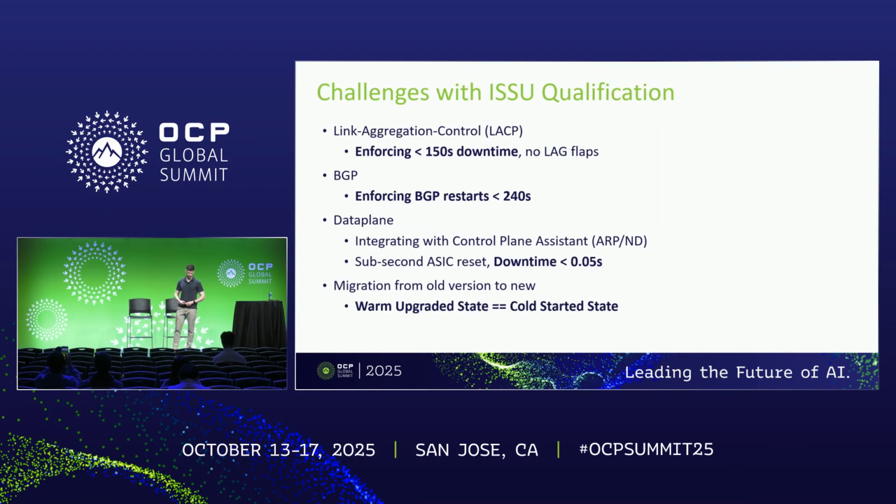Some challenges with ISSU qualification. We need to enforce that the LACP downtime across the warm upgrade is less than 150 seconds. If it exceeds this, we'll see some lag flaps, which will lead to data plane impact. We also need to ensure that the BGP sessions are restored within 240 seconds. Otherwise, the routes will be removed. Once again, we'll see data plane impact.